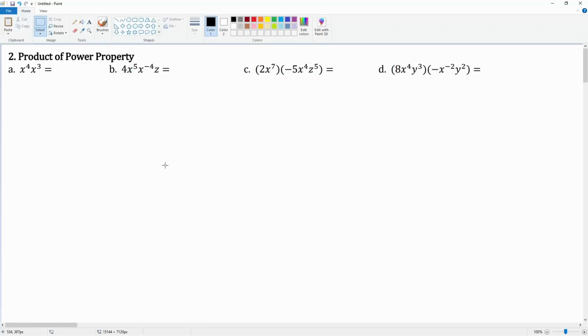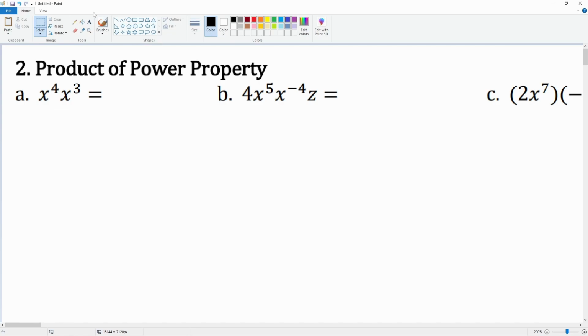Here we're asked to simplify the expression. Number 2 deals with the product of power property. Let's look here. We have x to the fourth times x to the third. This is attached via multiplication. When we multiply numbers with the same base, we keep the same base. So that is x, and we add the exponents. So it's 4 plus 3. This simplifies to x to the 7th power.